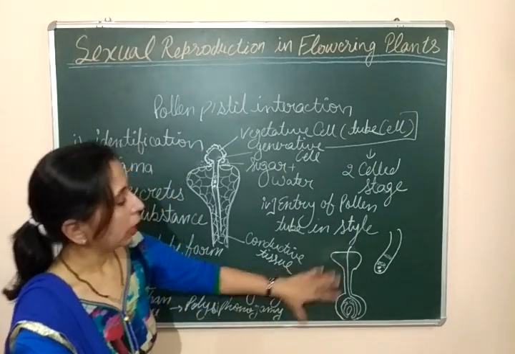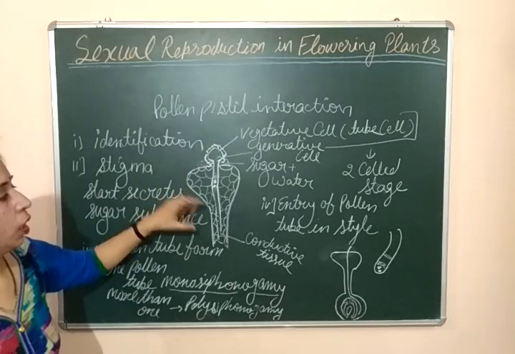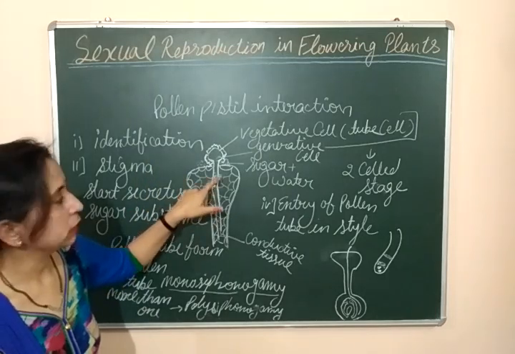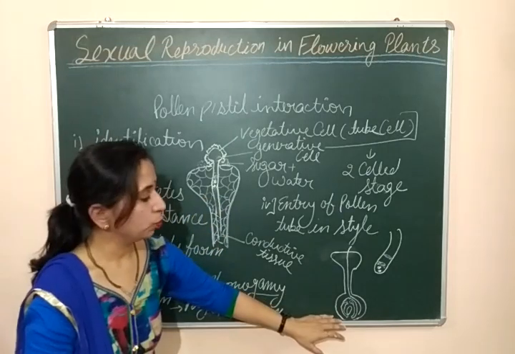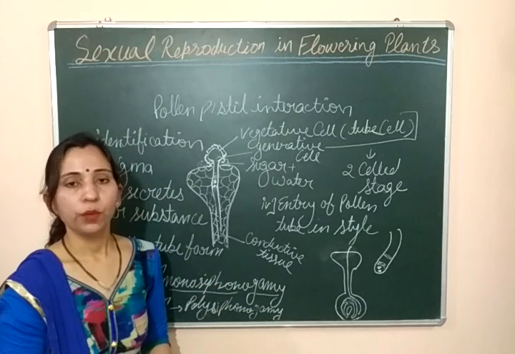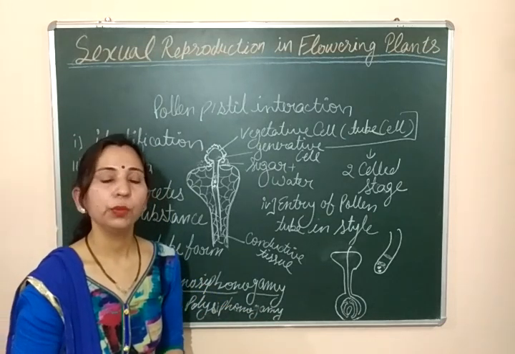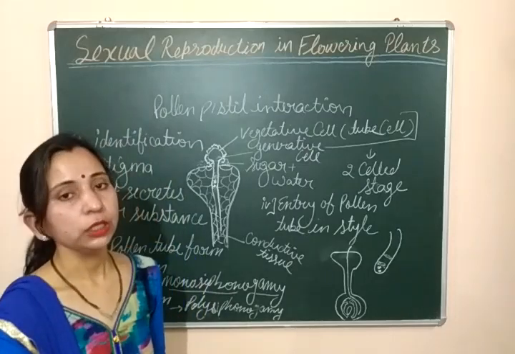Now let's see what happened so far. We've studied how the pollen tubes are formed, how all the contents of the pollen grains enter inside the pollen tubes, and how pollen tube will move inside the ovary. And in the next section we will discuss the entry of the pollen tube inside the ovule. So keep watching and keep studying.